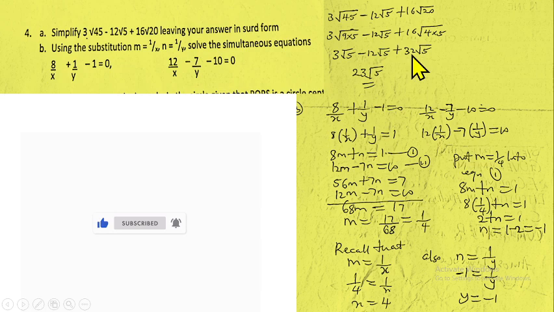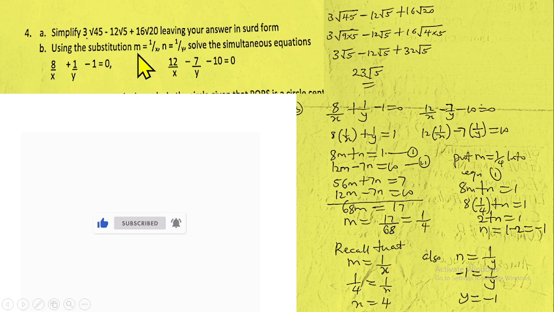What would that give us? That should give us 29 root 5. 29 root 5, not 23 root 5. So the answer is 29 root 5, not 23 root 5. Please correct that. Then question number 4b.